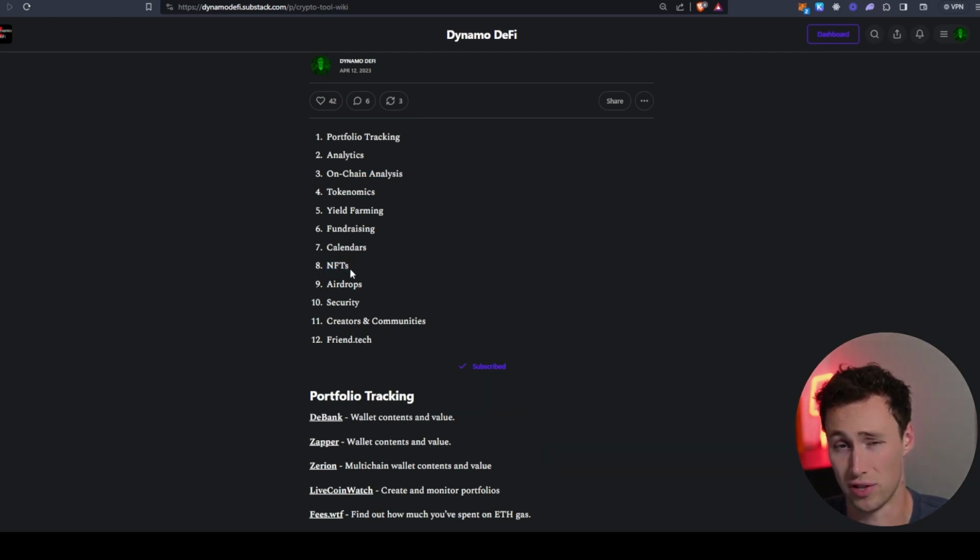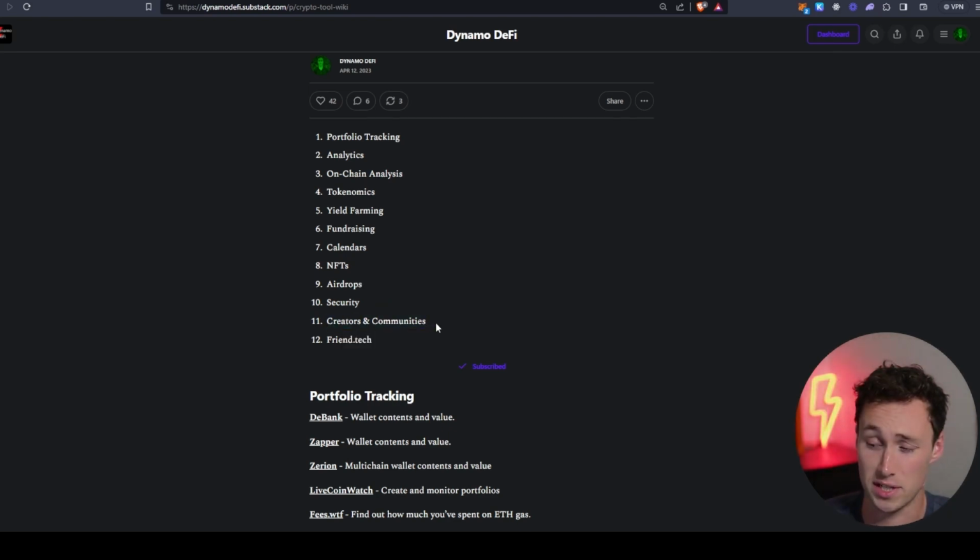NFTs, these are all the tools related to NFTs. Some of these involve finding rare NFTs. Some of these involve buying NFTs. Everything NFTs is here. I've got a section for airdrops. So these are things to find, for example, upcoming airdrops. Section for security. These include things like lists of exploits and protocols or red flags that you should be aware of when you're looking at protocols.